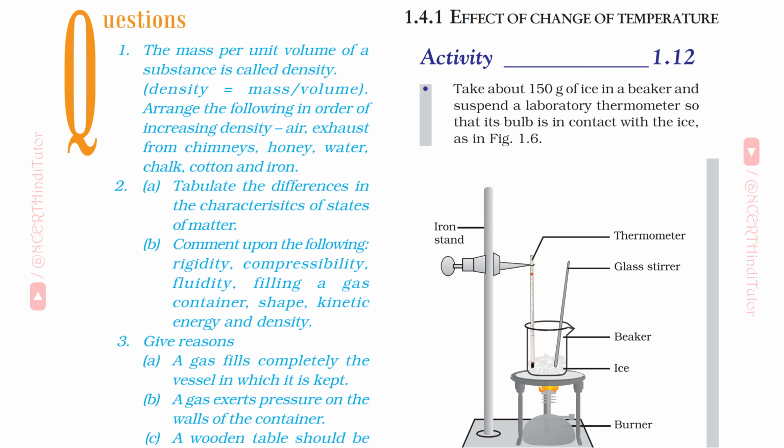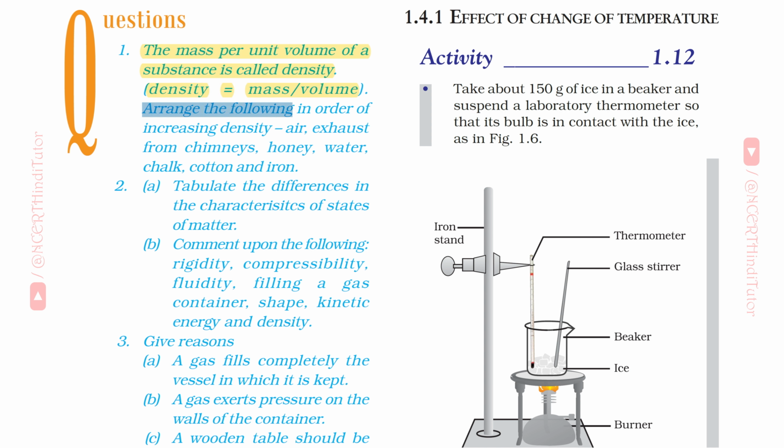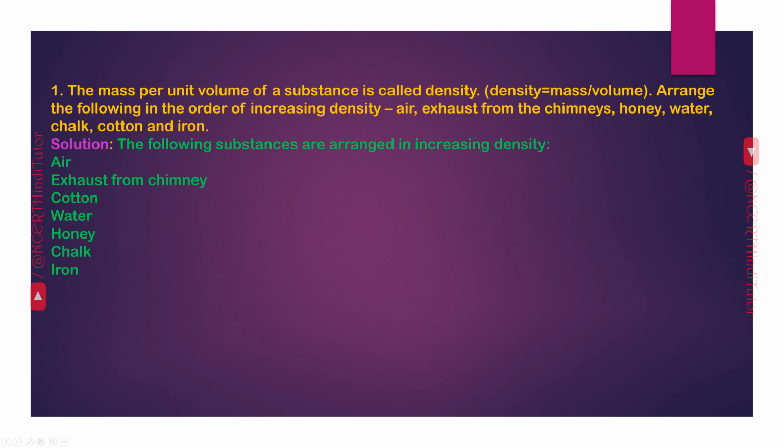Questions. Question 1. The mass per unit volume of a substance is called density. Density is equal to mass divided by volume. Arrange the following in order of the increasing density: air, exhaust from chimneys, honey, water, chalk, cotton and iron. Answer. The following substances are arranged in increasing density: air, exhaust from chimney, cotton, water, honey, chalk, iron.